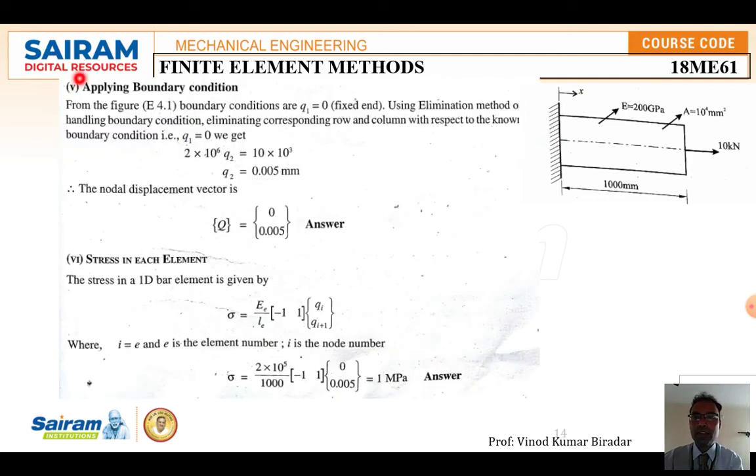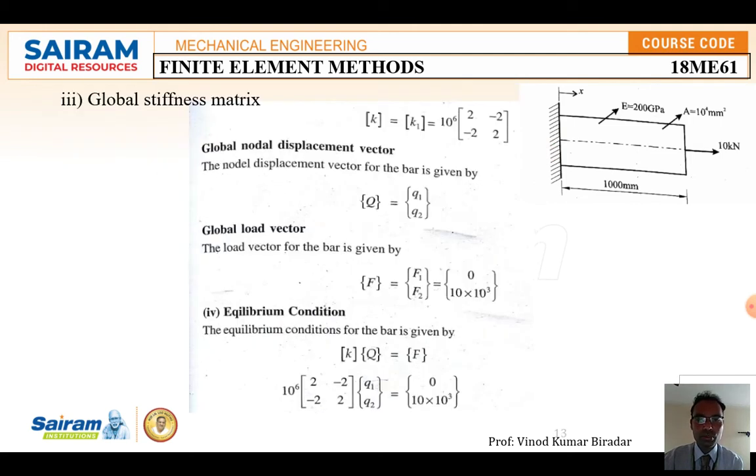Next apply the boundary condition. From the figure, Q1 is equal to 0 and F1 is equal to 0. By using the elimination method, we have to delete the first row and first column. Why do we want to delete? Because node number 1 is fixed, there is no moment, so the remaining is only 10 to the power of 6 into 2 Q2 equals 10 into 10 to the power of 3.